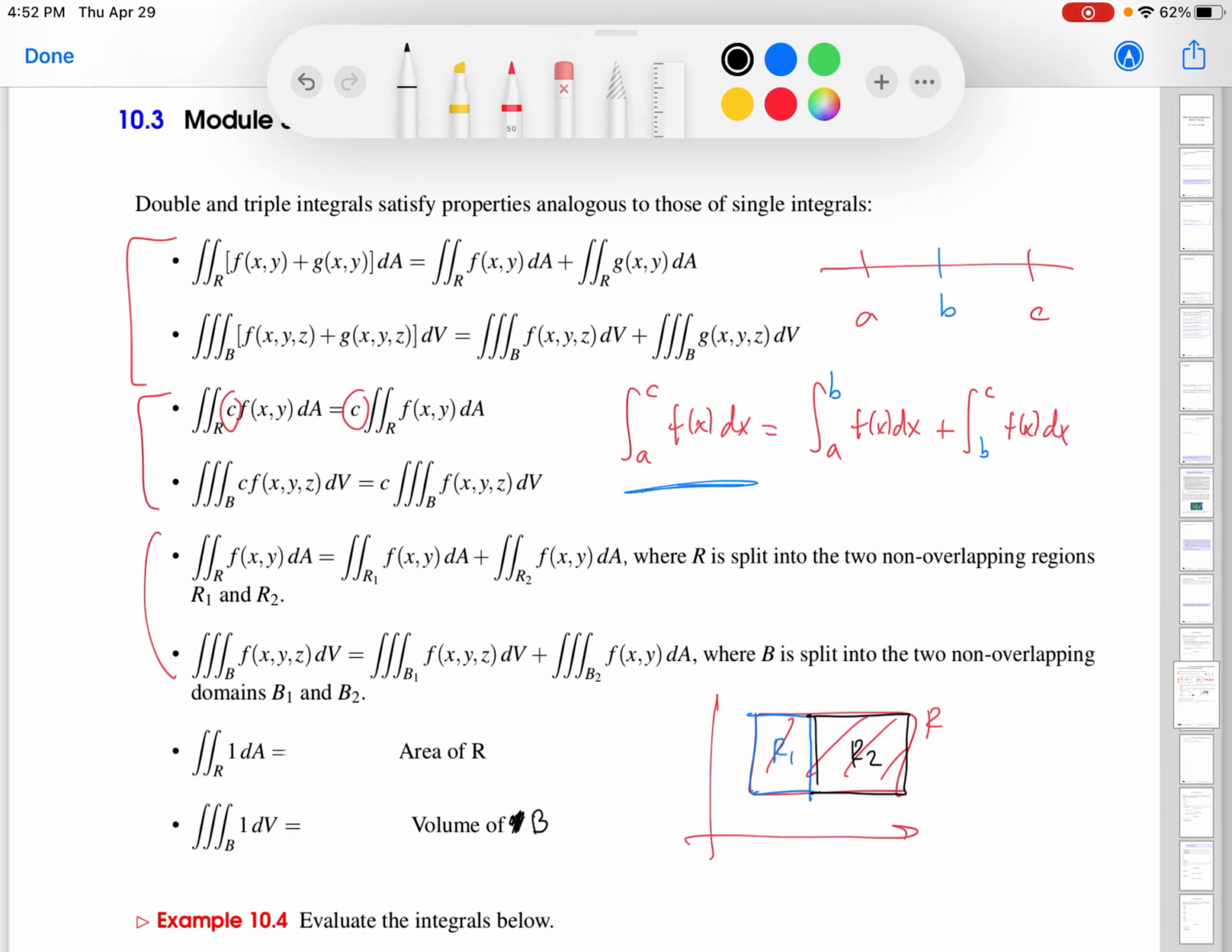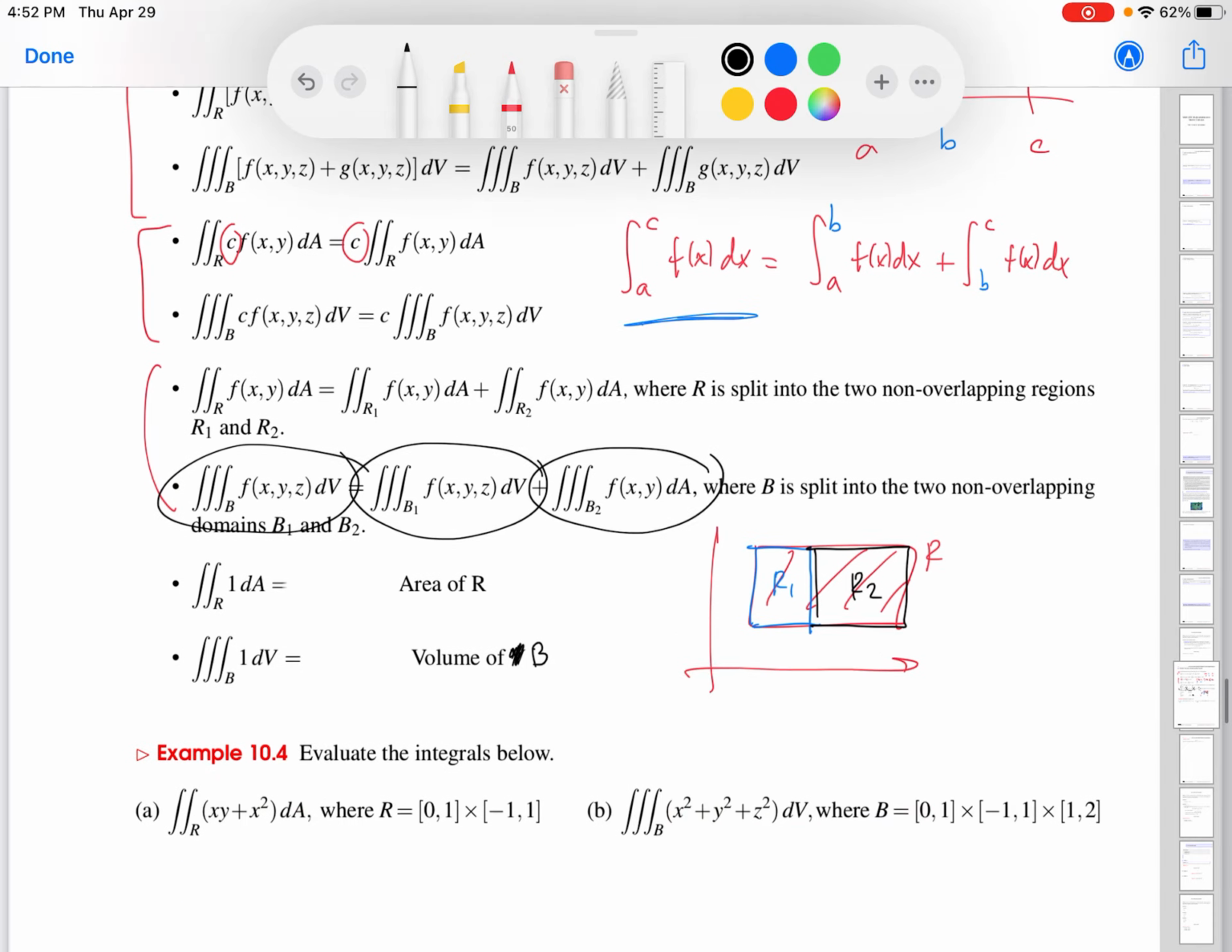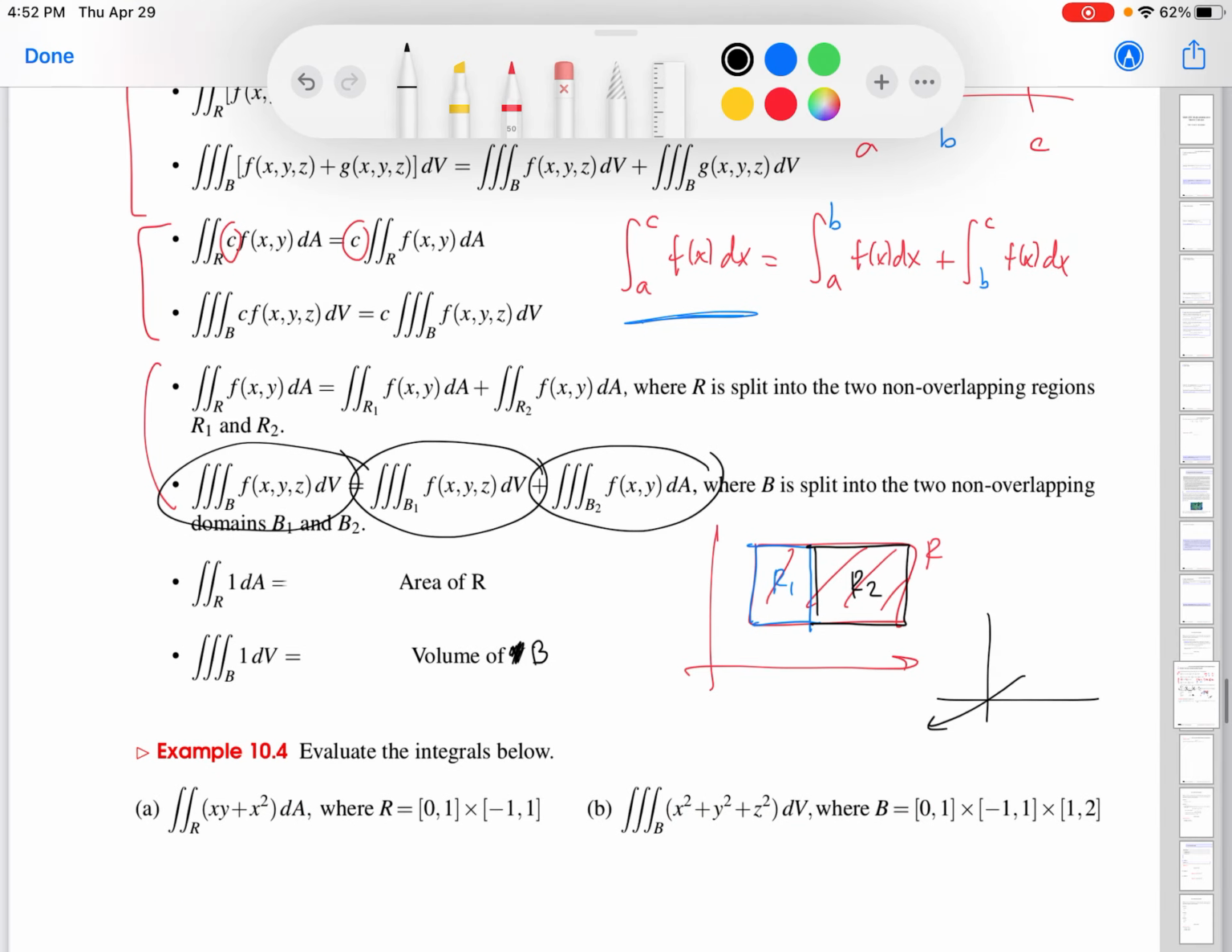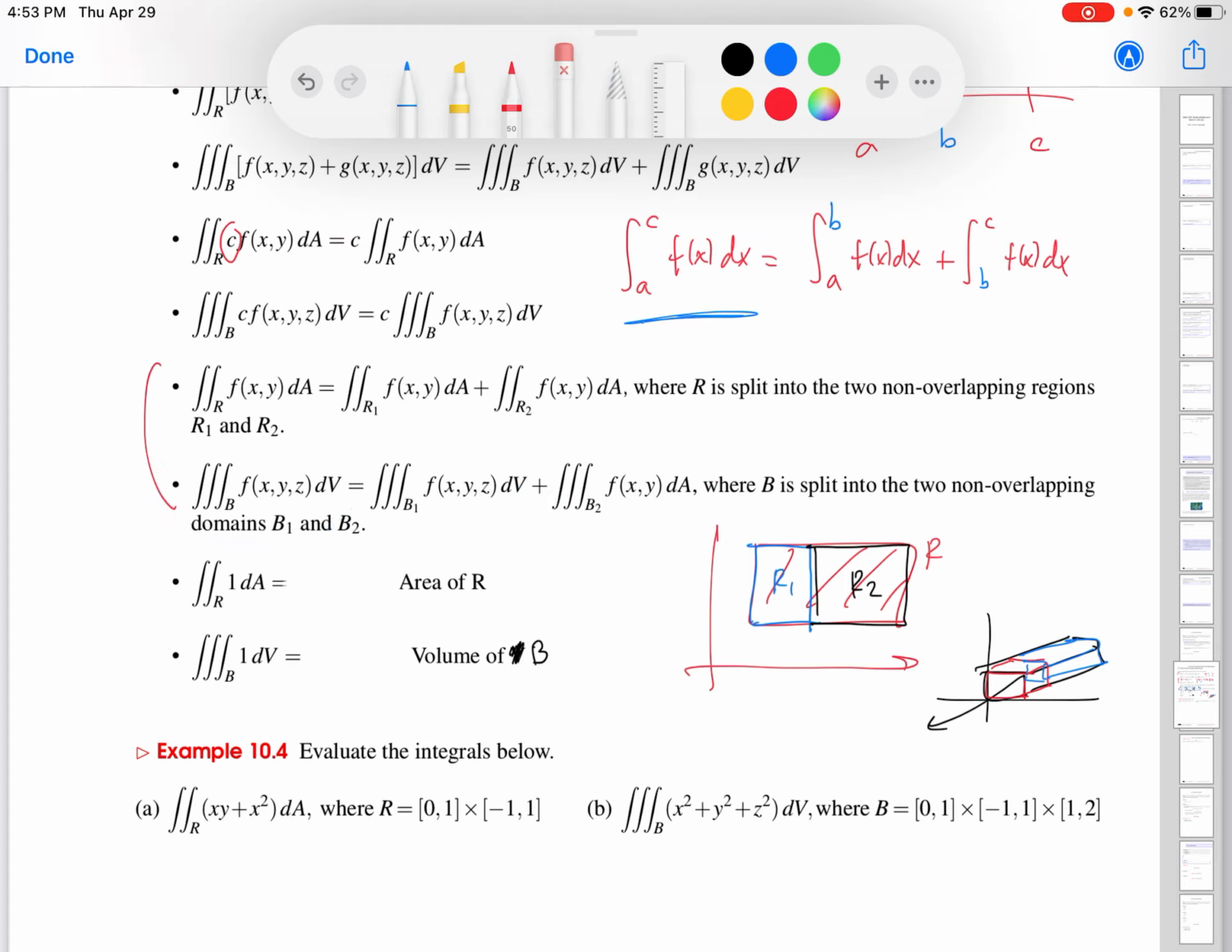And then this property says that the integral over the whole thing is the sum of the integral over its pieces. Similar thing for the space version of this, when B is a domain in space, for example, one of these box domains. If we split it up into two other boxes, maybe this red one over here and this blue one over here, similar thing, the triple integral over the red box plus the triple integral over the blue box is the triple integral over the whole box, because they are split evenly, so to speak, and they are not overlapping.